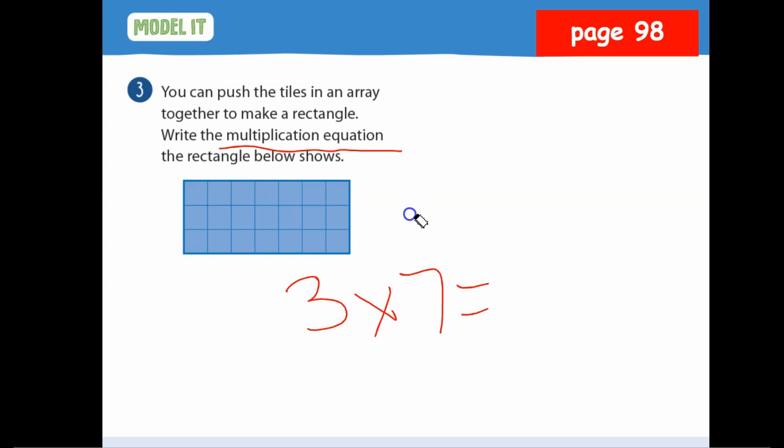If I don't know that, what can I do? 1, 2, 3, 4, 5, 6, 7, 8, 9, 10, 11, 12, 13, 14, 15, 16, 17, 18, 19, 20, 21. So 3 times 7 is 21.